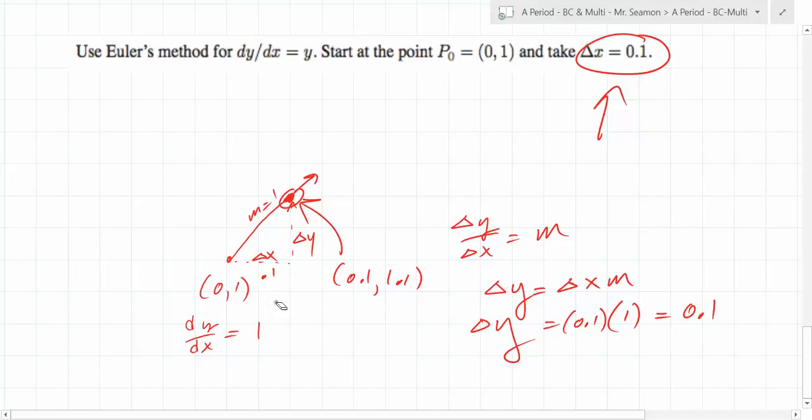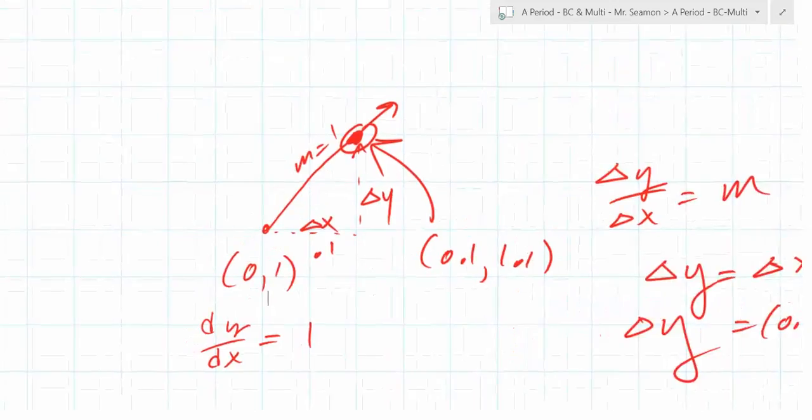What was the y value to begin with? It started at 0, 1. So we know it went up 0.1 as well. So we're at this new point. So let me zoom in here again. But we stop at that point.